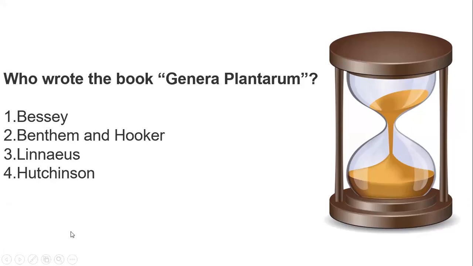Clear with that? Next question: who wrote the book Genera Plantarum? Besser, Bentham and Hooker, Linnaeus, Hutchinson. Comment fast. Exactly. Genera Plantarum is written by Bentham and Hooker, and another famous book, of Linnaeus, in which he included the binomial nomenclature, is Systema Naturae. It is one of the books of Linnaeus where the system of binomial classification, binomial nomenclature, is involved.